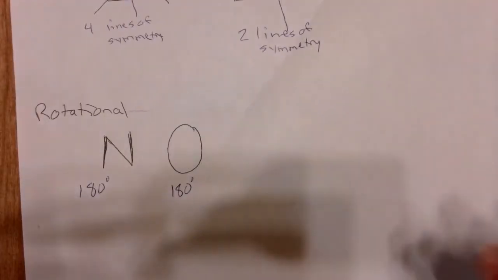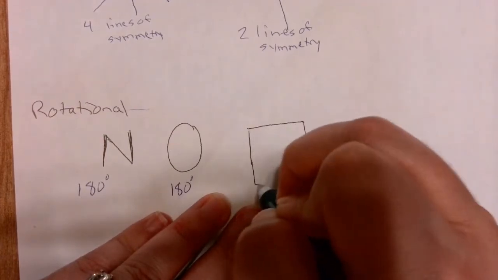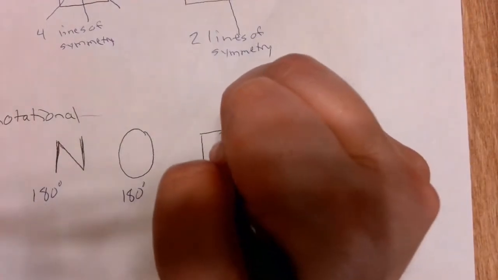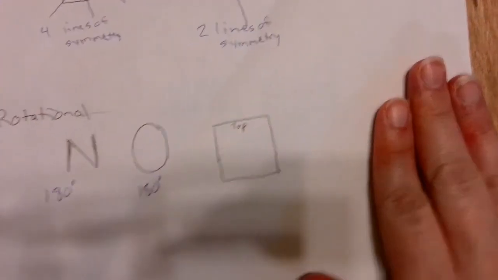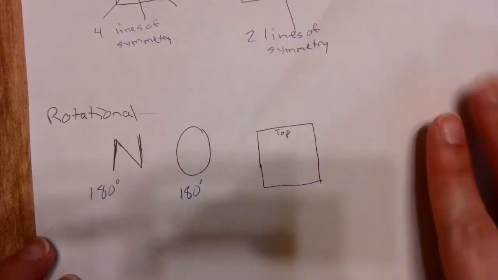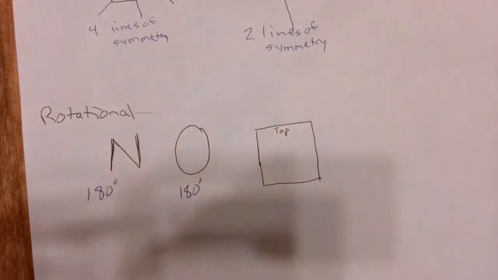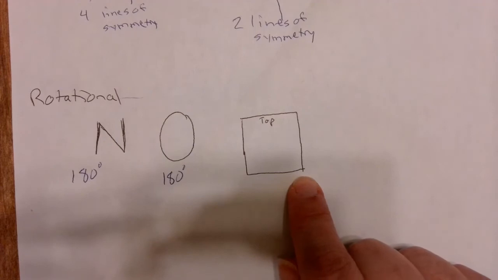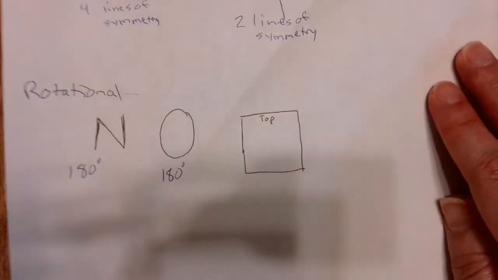So let's look at maybe the square. Now I'm going to say this is the top. I'm going to label it just so we can keep track. So I take the square and I start to spin it. Tell me when I get the square again. Now the top doesn't have to be the top. The top could end up somewhere else. But you see the square is flat on the bottom. Let me know, when do I get another square where the bottom is flat?